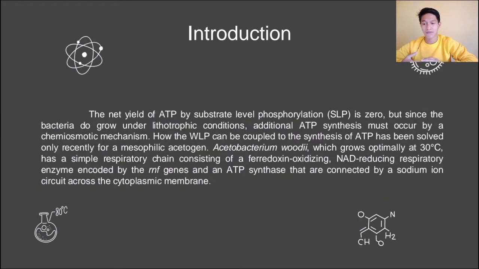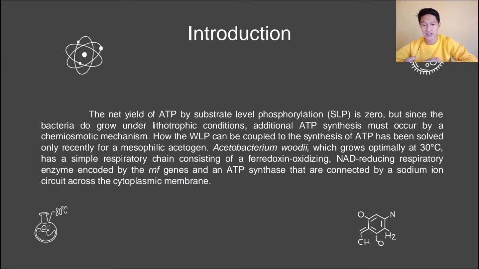Although the net yield of ATP by substrate level phosphorylation, or SLP, is zero, additional ATP synthesis must occur by a chemiosmotic mechanism since the bacteria do grow under lithotrophic conditions. How the acetyl-CoA pathway or Wood-Ljungdahl pathway can be coupled to the synthesis of ATP has been solved only recently through the study of Acetobacterium woodii.